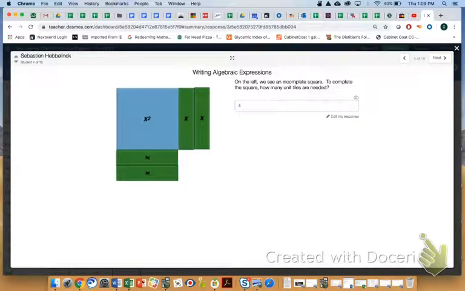Sebastian, you guys should be looking at the screen up there. How many unit tiles are needed to complete the square? He said 4 of them. Yes. Ella, 4, good. Bree got 4. I don't know if you guys are putting them in now. Ellie, Caroline, Bree, you had 4x?